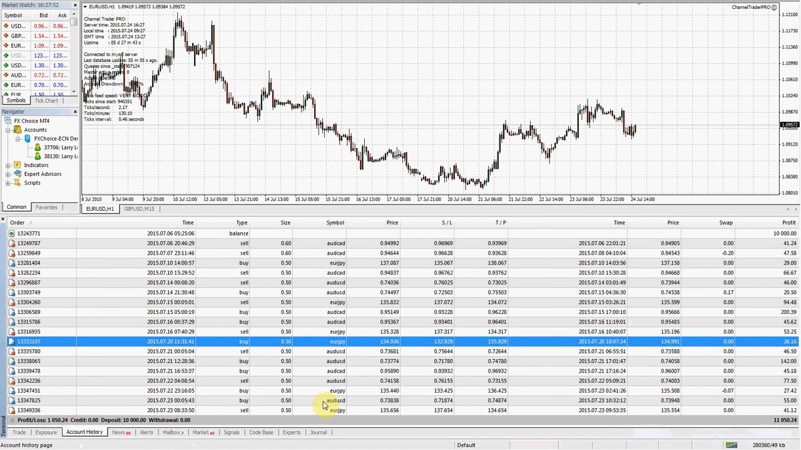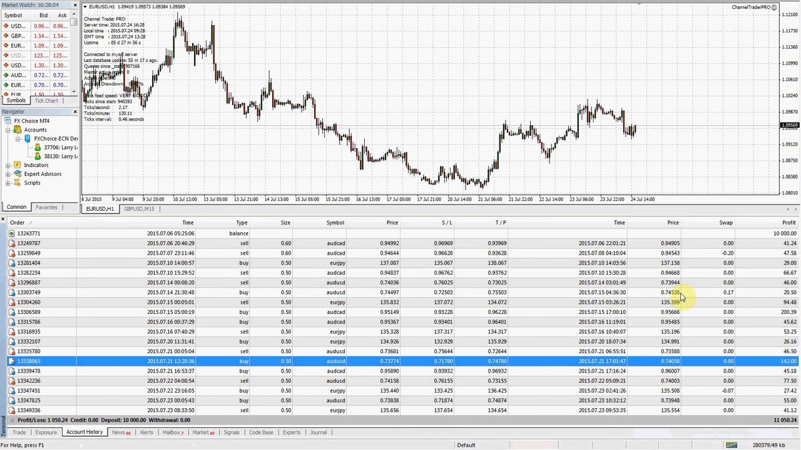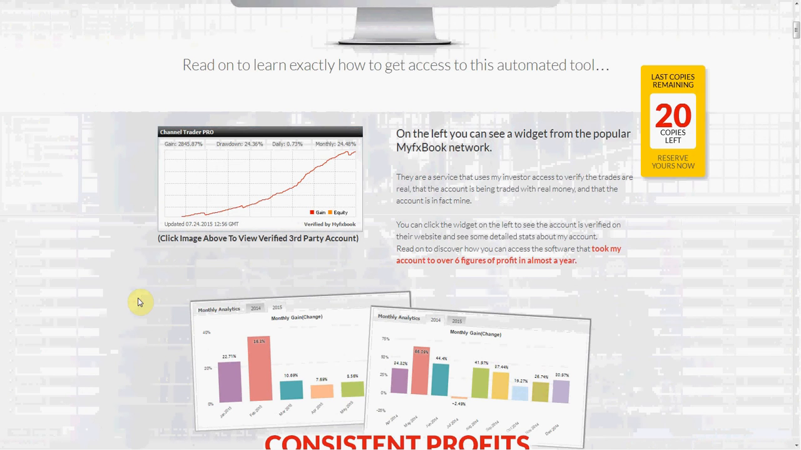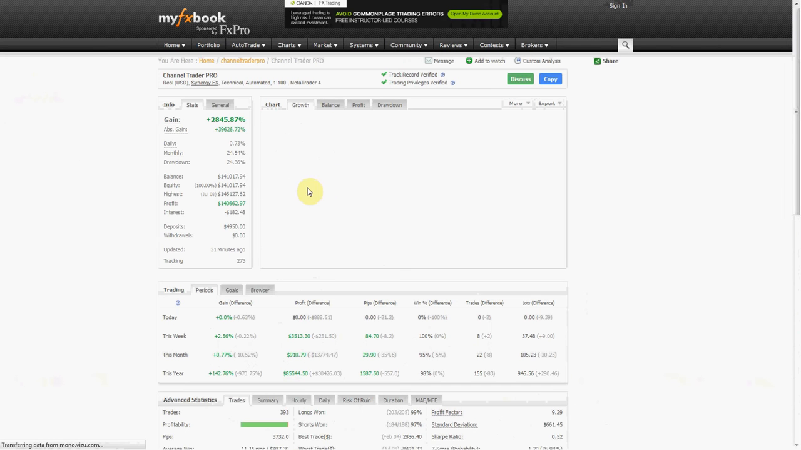And again, this is using a 0.50 lot size, so we're definitely not trading super large, and we're still able to make $200 profits and $142 profits. So that's definitely a good thing, very promising. All right, so we're on their website right now. Let's take a look at their MyFX book account.